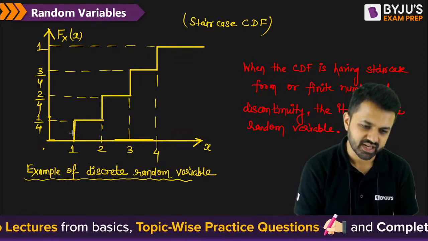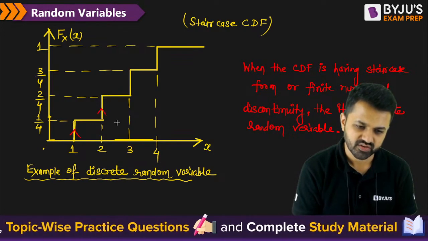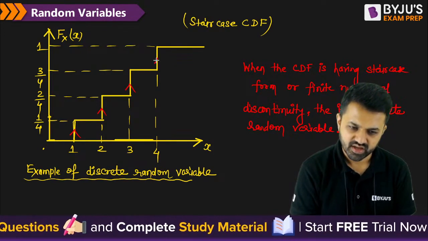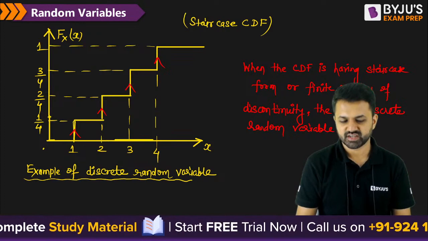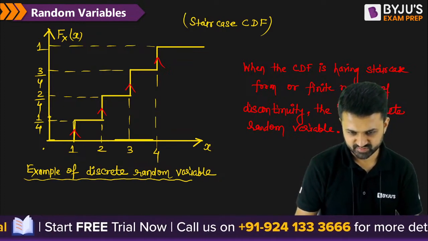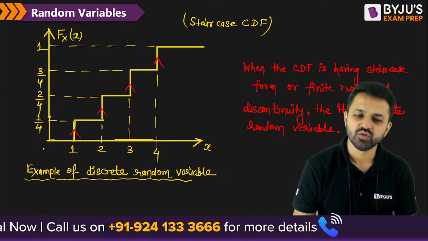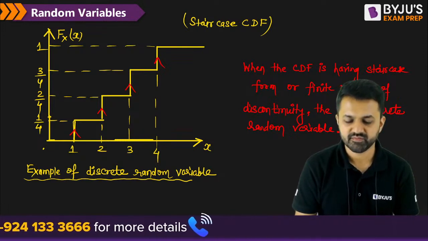So here you can see that we have one discontinuity over here, one discontinuity over here, and a total of 4 discontinuities. So it is an example of a discrete random variable. We should have distinct values in the random variable.